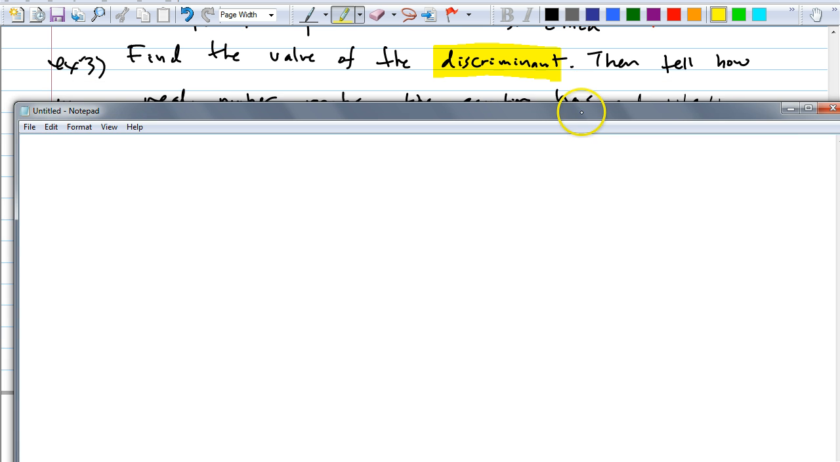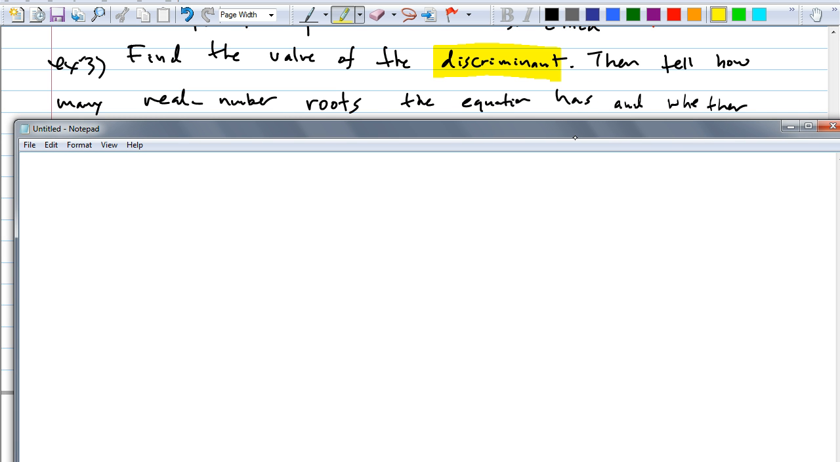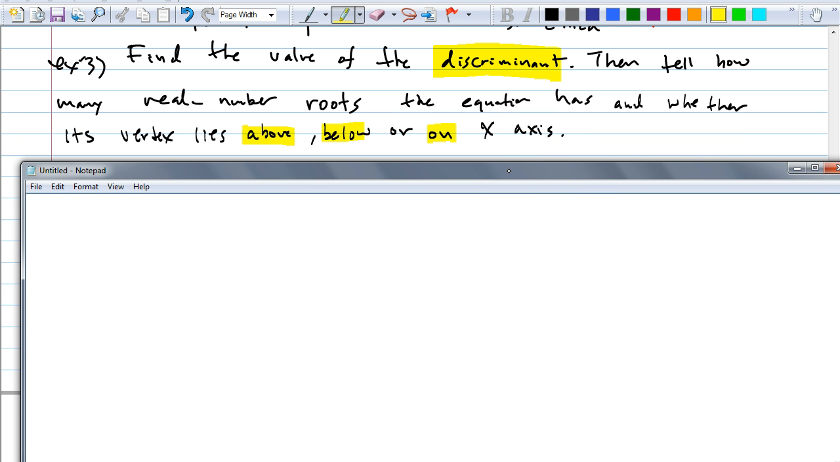And then tell how many real number roots. What are roots again? X-intercepts. How many real number roots the equation has. And guess what they're going to ask? The third thing they're going to ask is whether or not its vertex is above, below, or on the x-axis. There are three possibilities, right?